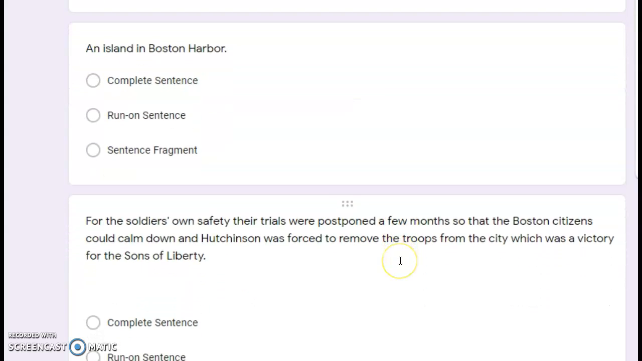Okay, the next sentence says, an island in Boston Harbor. Is that a complete sentence, a run-on sentence, or a sentence fragment? An island in Boston Harbor. Okay, so I have my subject, which is island. That's the who or the what. It's in Boston Harbor, but do I know anything else? Do I have an action, a verb? Do I have an object? An island in Boston Harbor. Okay, so that is not a complete thought. So is that a complete sentence, a run-on sentence, or a sentence fragment?